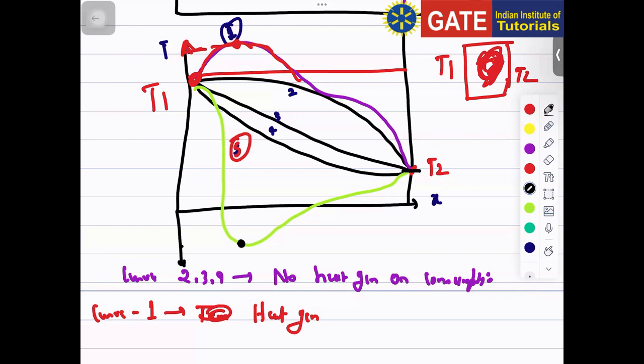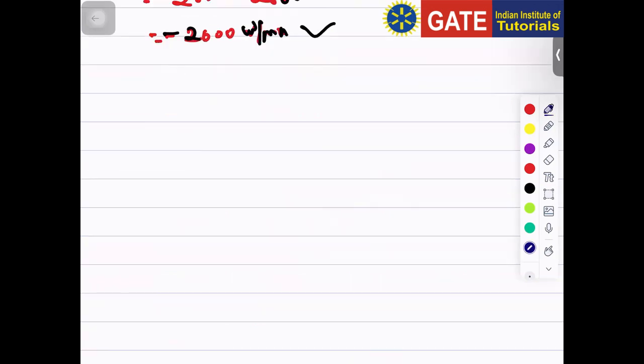T2 condition in your syllabus. So I'll be talking about the different boundary conditions.